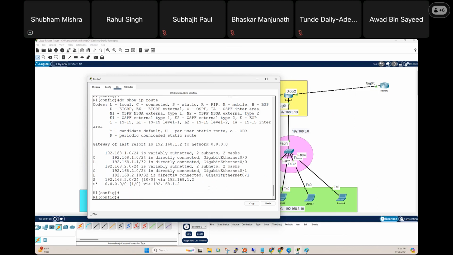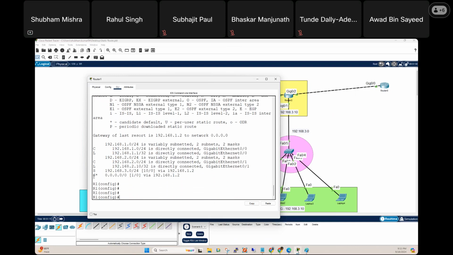When you check, this is the default route given. Yes or no? Yes. And I mention one static route also with AD value 10.